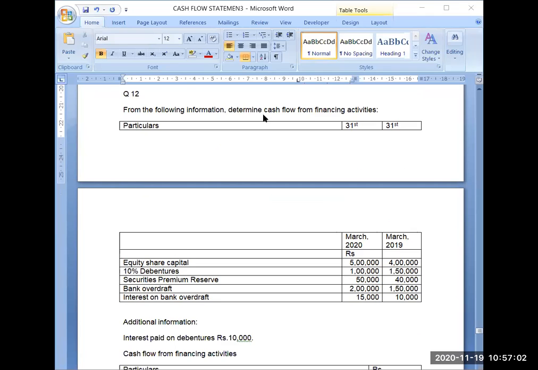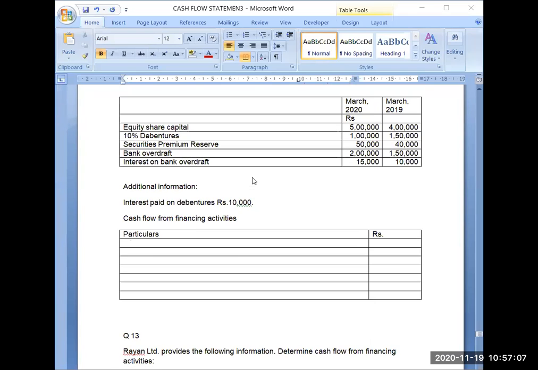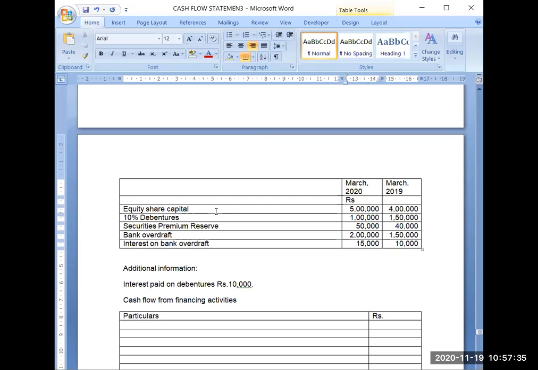Okay, from the following information, determine cash flow from financing activities. Equity share capital is 5 lakh in the current year, and in the last year it was 4 lakh. So it is opening balance, it is closing balance. 10% debentures, 1,50,000, 1 lakh. Securities premium reserve, 40,000, 50,000. So this way you have to see what is the opening balance and what is the closing balance. We can prepare accounts also for each and every one, but we can think logically also. So just see.